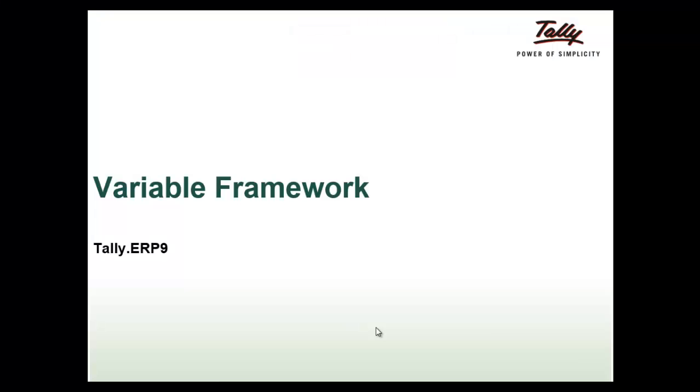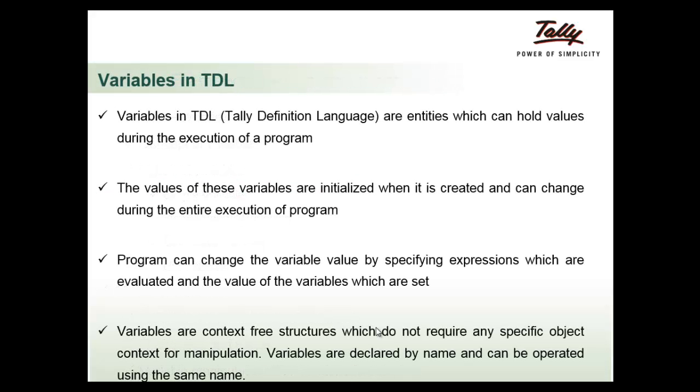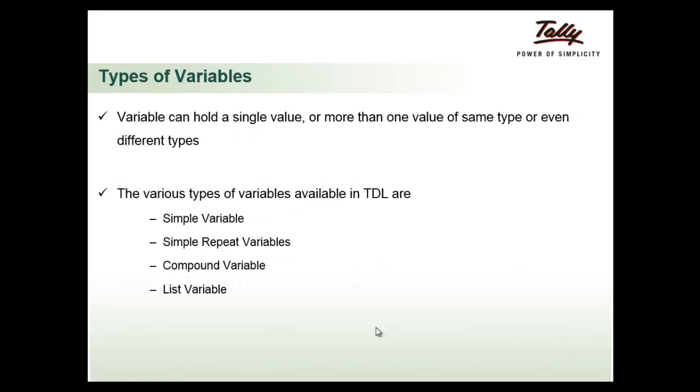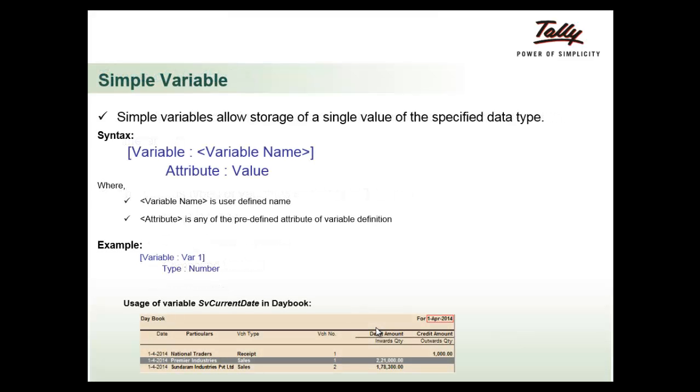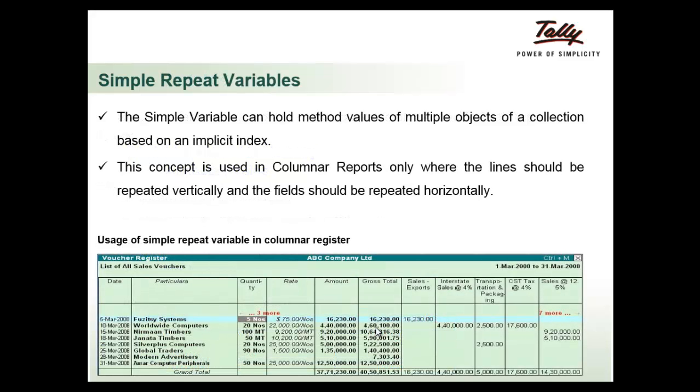So let us have a small recap of what we learned in the first session of the variable framework. We started with what is a variable, and then we went to the types of variable. We saw that we have simple variable, simple repeat variable, compound variable and list variable. These are the 4 types of variables which are available in TDL. Then we saw what is a simple variable. A simple variable allows storage of a single value of a specified data type. You define the variable by opening and closing the square bracket, writing variable colon, giving the variable name, and then giving the attributes. So that is simple variables.